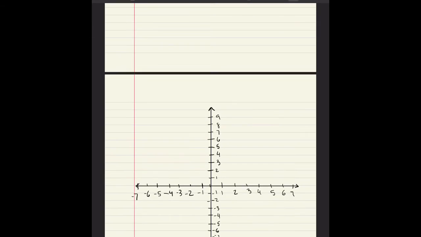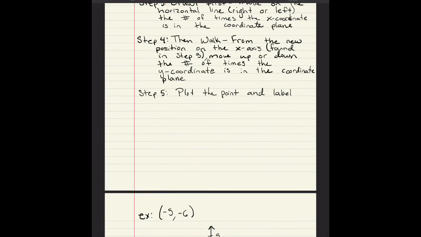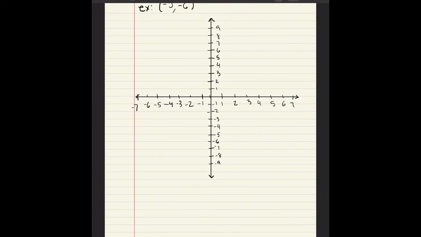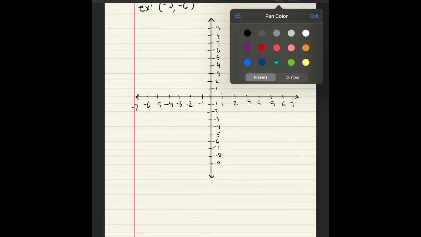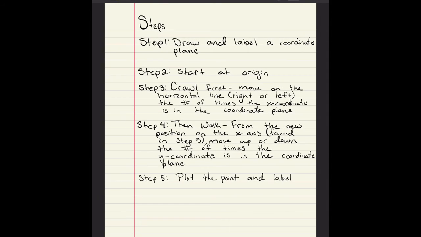Well, first, let's see what our plot is, because the whole idea is that we're plotting a number. And in this one, we'll do -5, -6. So I need to start at the origin, which, remember, our origin is right here in the middle. All right, so I'm starting at the origin, and step 3 is to crawl first.